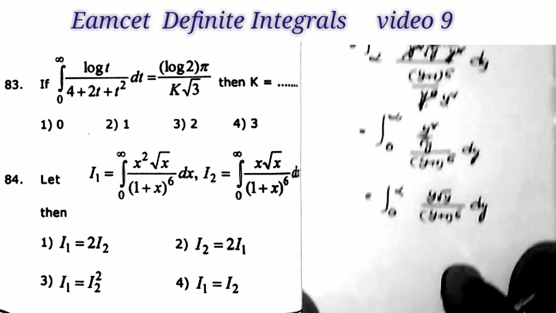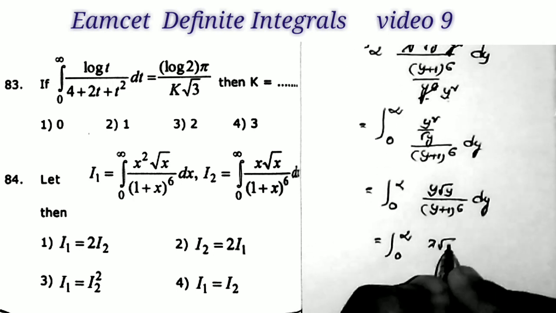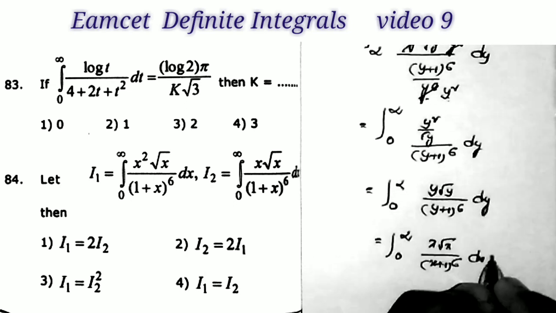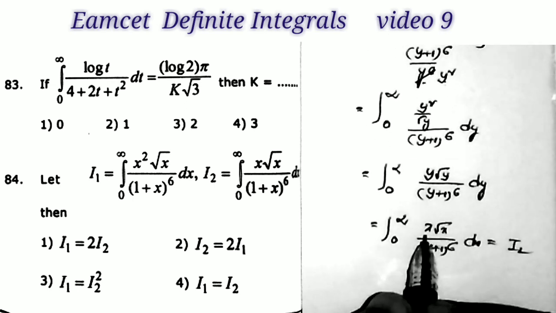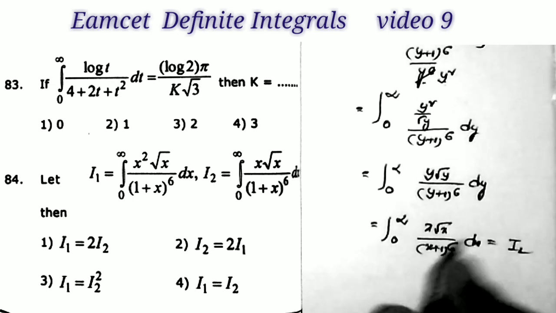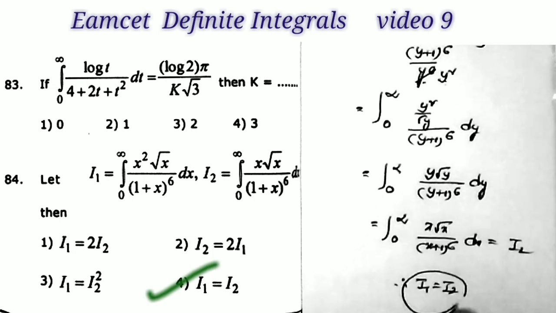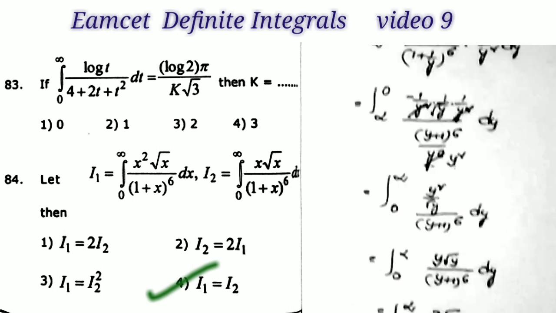Now I am changing the variable here. So this is equal to integral 0 to infinity x root x by (x plus 1) power 6 into dx, which is nothing but I2. What is the I2 value? I2 is equal to integral 0 to infinity x root x by (x plus 1) power 6 into dx. Therefore, I1 is equal to I2, means both integrations are the same, and that is the last option. Very easy question.